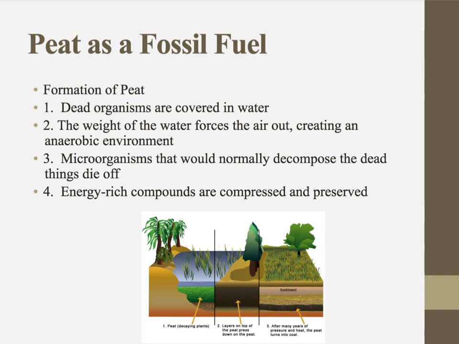So how does that work? Well, let's go back and talk about how peat is formed in the first place. So first, dead organisms are covered in water. Dead things accumulate at the bottom of some kind of body of water, and they have to stay covered with water. So intertidal zones and periodic water coverings aren't going to work. The weight of the water actually forces the air out of that dead organic matter. So imagine taking a pile of dead stuff and squeezing all of the air out. That's going to create what we call an anaerobic environment. And anaerobic means without oxygen. We need to get out of this habit of thinking that means without air.